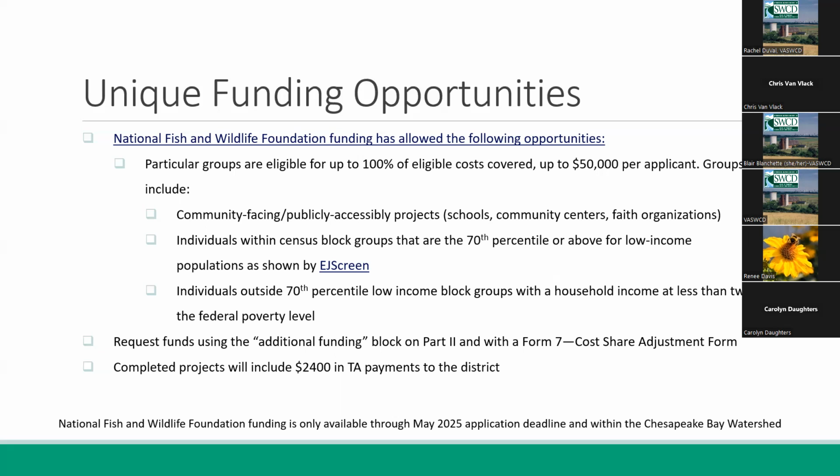To request this additional funding with the application, on part 2, there's a block that says additional funding. Are you using any additional funding? You would list it there. And then submit a Form 7 cost share adjustment form that parses out the 2 different sources, our typical cost share rate, and then whatever is over for NIFLA. Completed projects that use this funding receive their traditional TA payment of $1,200 and then an additional $1,200 from NIFLA.